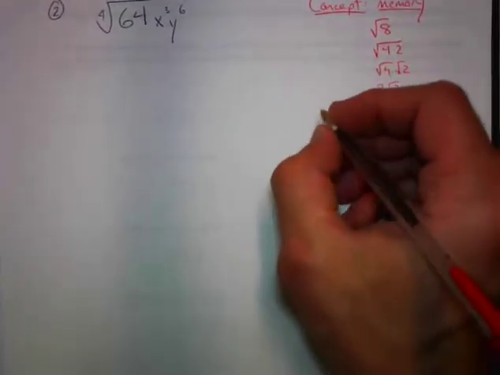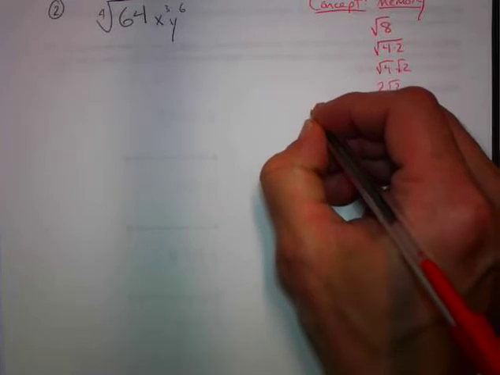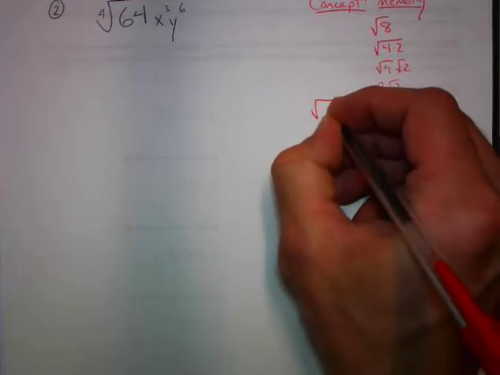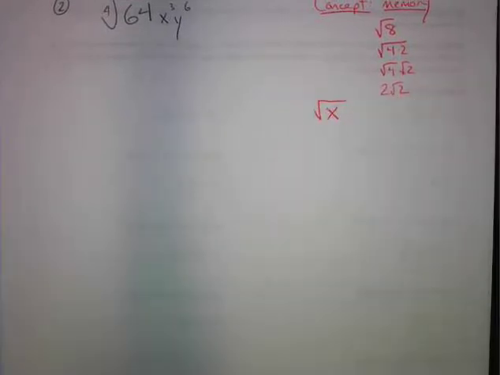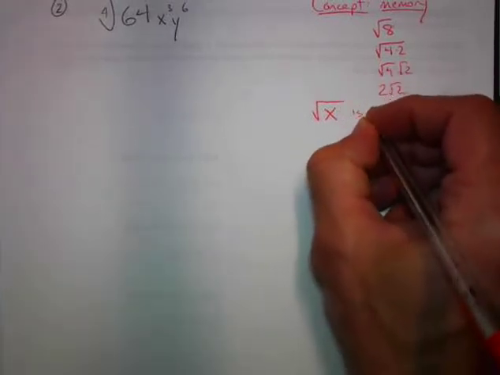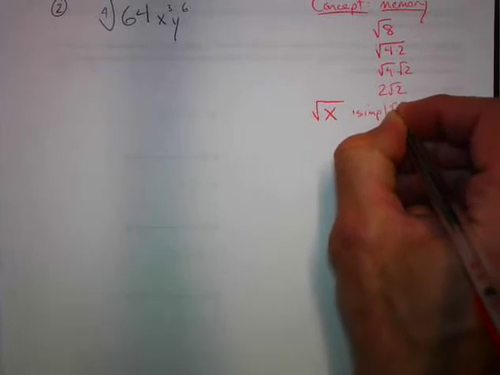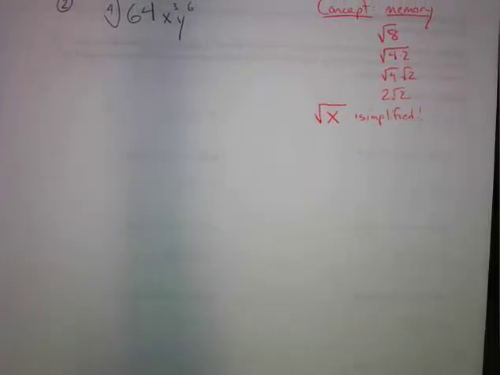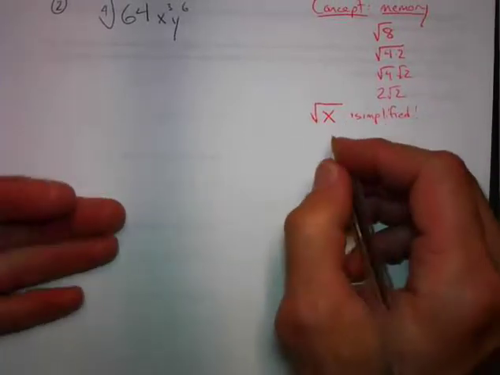Let's say I had something like the square root of x. And you may be thinking, well, what is the square root of x? And the square root of x is the square root of x. There's nothing else we can do with that. The square root of x is done. That is as simplified as we can get it. Okay, so then we can look at something like this.